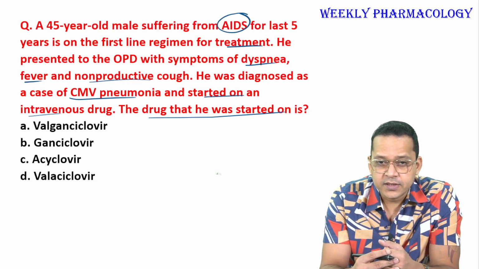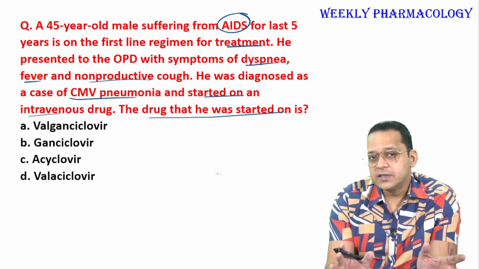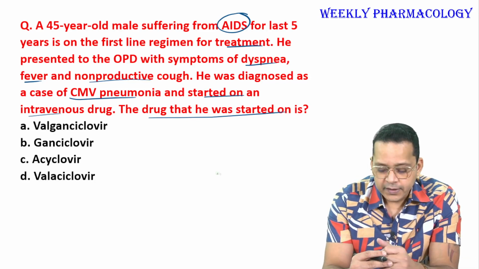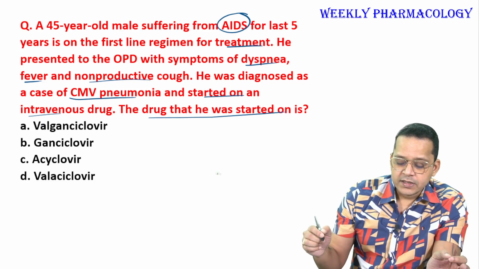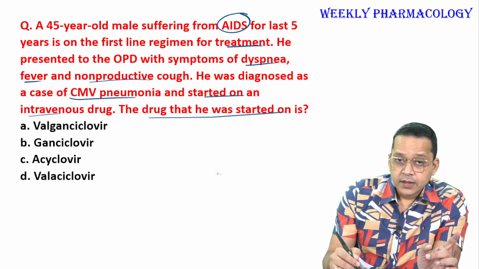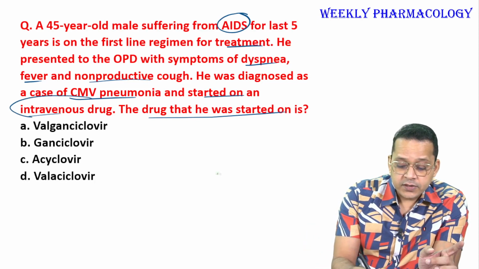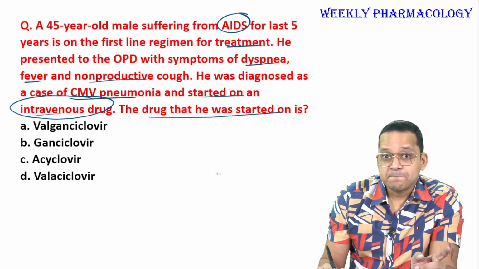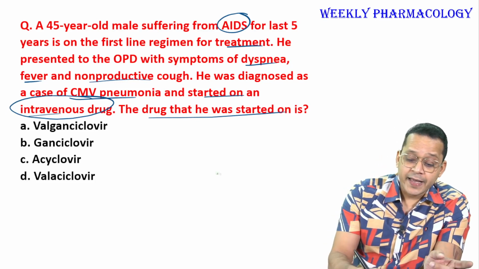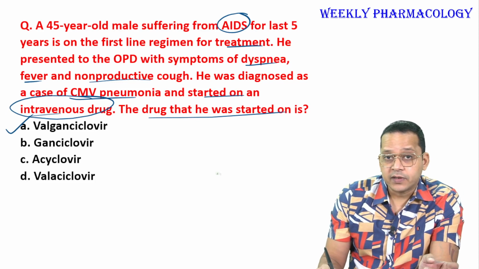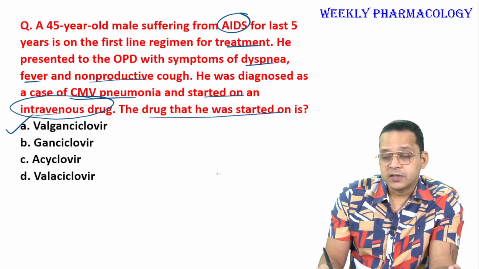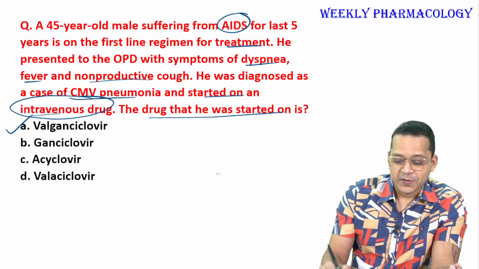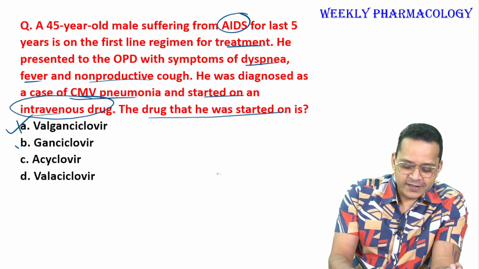What is the answer? This is an easy one. I won't even say this is a moderate one. This is an easy one, right? So what is the answer here? Now look at this. The clue here is it was started on an intravenous drug. And if you answer valganciclovir, again, it's an innocent answer, but it's not the right answer, right? So the answer here is ganciclovir.